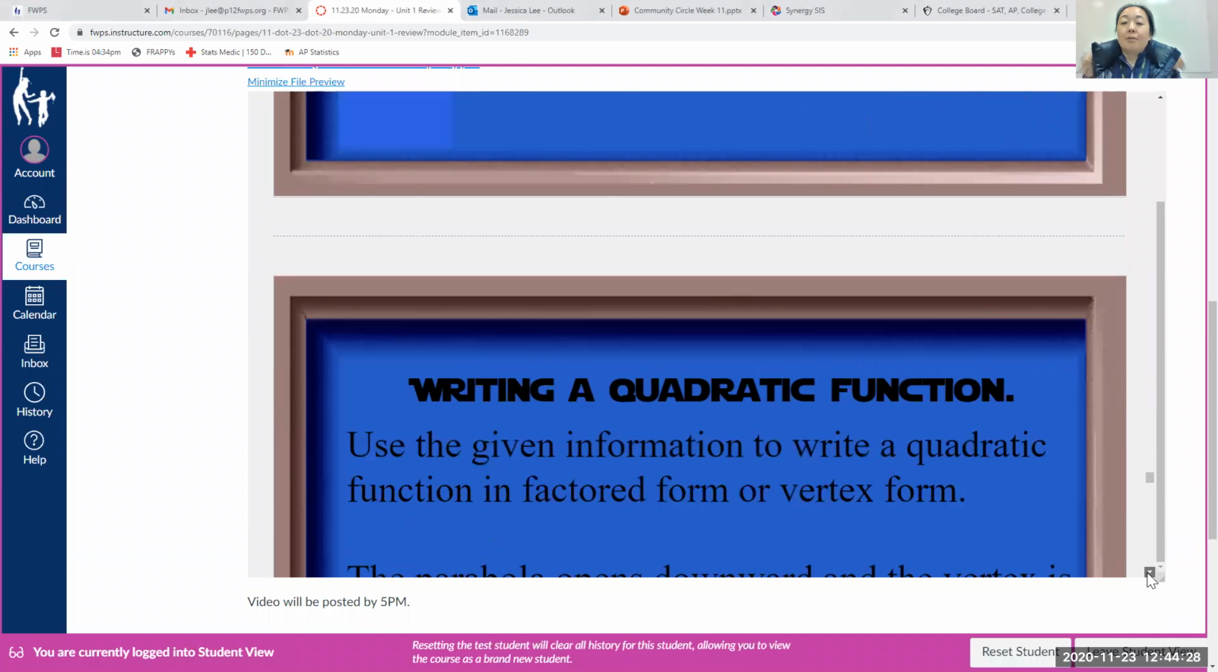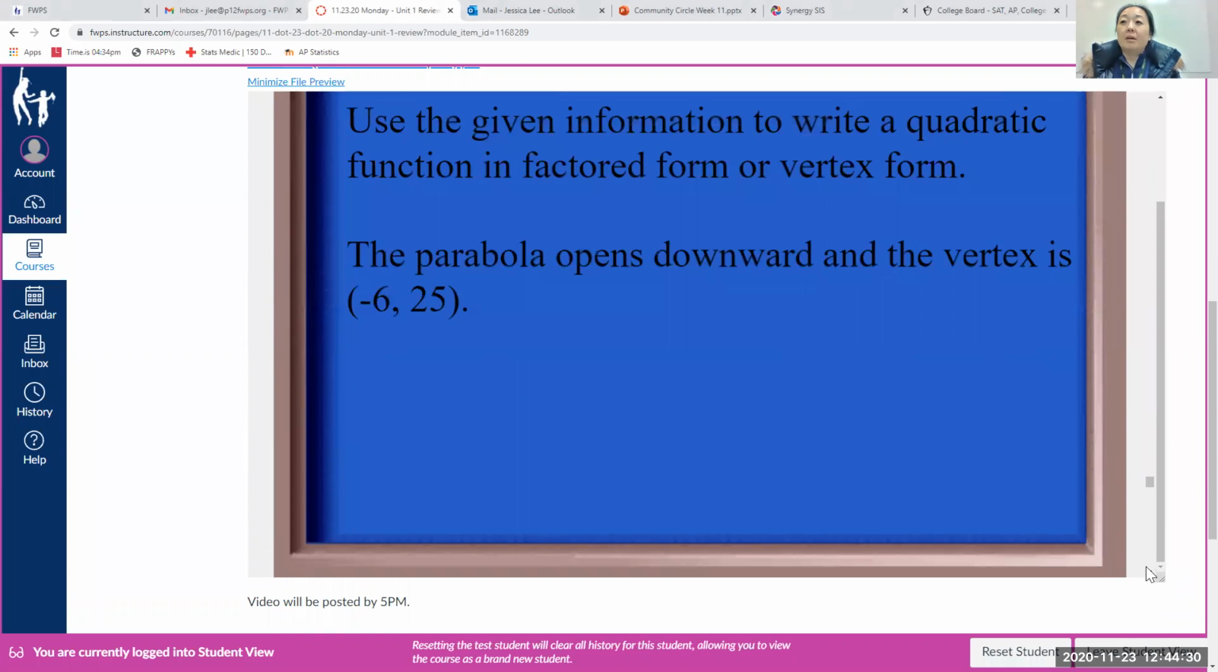All right, and we're moving on. We did something like this. Oh, but the parabola opens downward and has a vertex. So if I see the word vertex, I know what I'm going to do, right? That's going to be what? In vertex form. So remember, this is my h, this is my k.